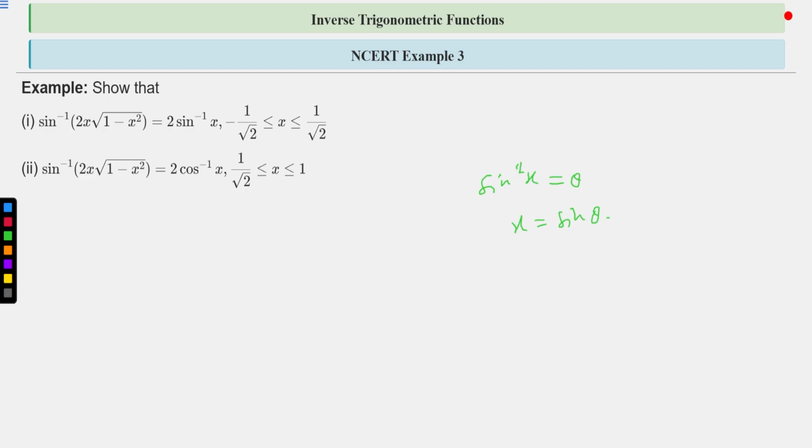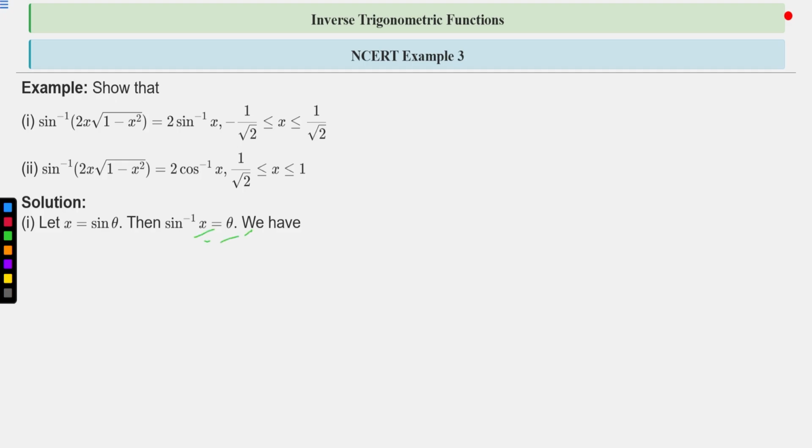So let us move to the solution part. How can we approach this type of question? See, as I have given the hint, you can let x is equal to sine theta, right? You can let x is equal to sine theta. Then sine inverse x will be equal to theta, right? Sine inverse x will be equal to theta.